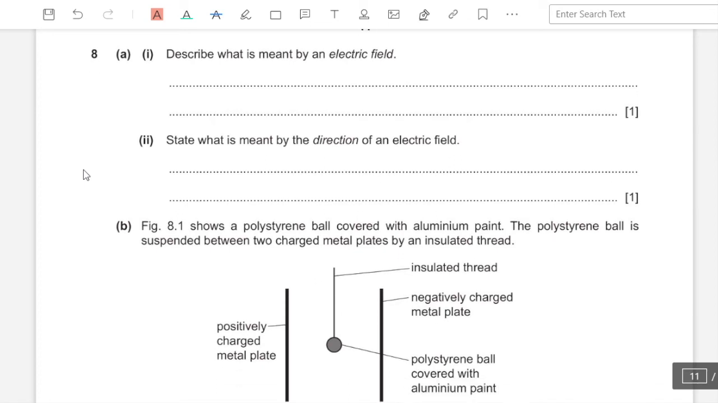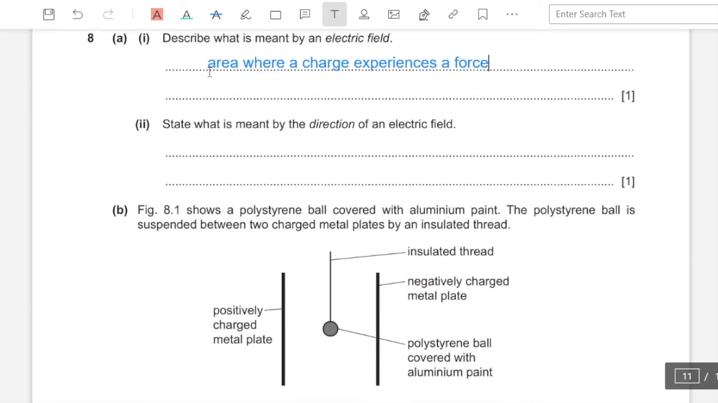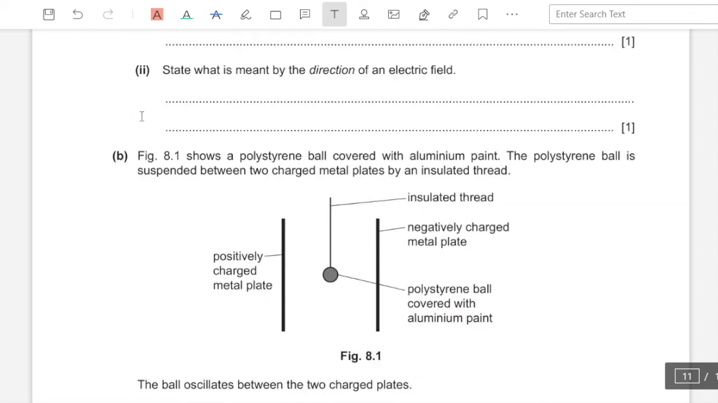8a, describe what is meant by an electric field. So we're supposed to be writing the definition of electric field over here. Two, state what is meant by the direction of an electric field. Again, the definition.